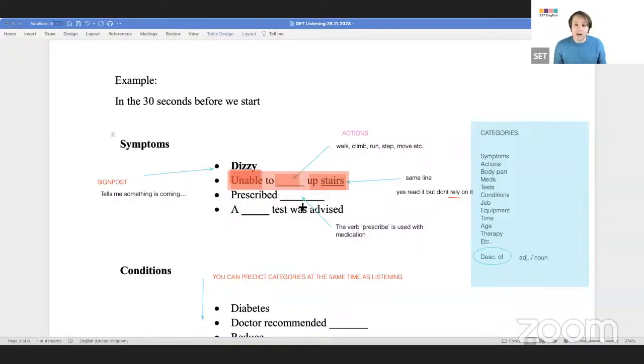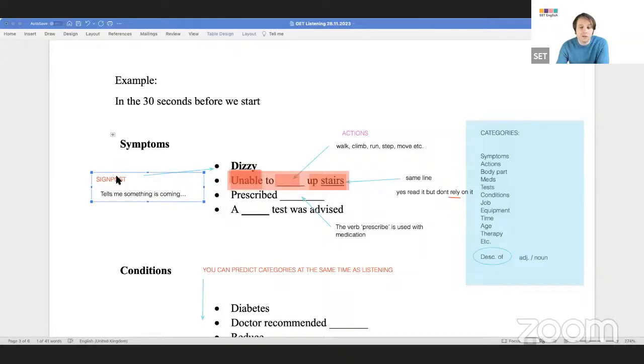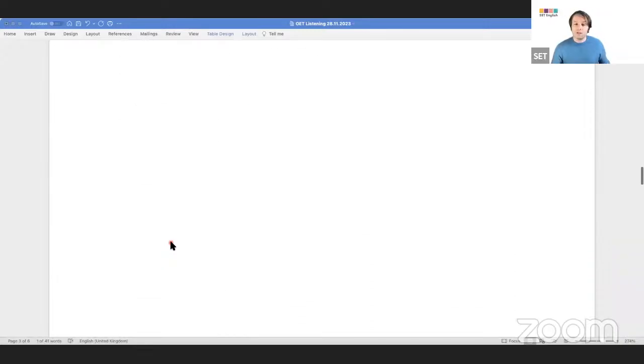Okay, let's try it. I'm going to show you a real test now, and we will prepare the first 5 gaps like this. So we will look for categories and we will look for signposts. Then I will start to play the audio. And then when the audio starts, I want you guys to continue thinking about categories and also thinking about signposts at the same time as listening. Is that clear, everyone? Yes. Okay, so can I show you a real test now?